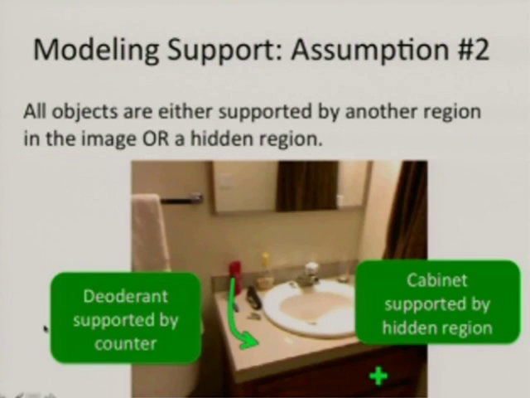The second assumption is that for most of the objects, hopefully there'll be some sort of visible support surface. For example, the deodorant is supported by the sink. But in this image, you can see the floor isn't visible. So we have a sort of hidden region, which is really a hidden floor. So this cabinet is going to be supported by this hidden floor region.